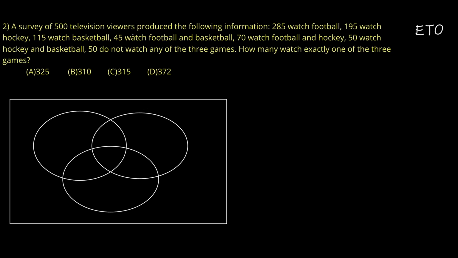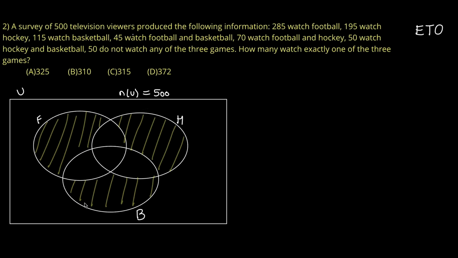As per the question, I am considering three circles. The left circle represents the total number of people watching football. The right circle represents the total number of people watching hockey, and the bottom circle represents the total number of people watching basketball. The square enclosing all three circles is the universal set, which represents the total number of viewers. So the total number of elements in the universal set is 500. We need to find the sum of people watching only football, only hockey and only basketball. We need to find this region.